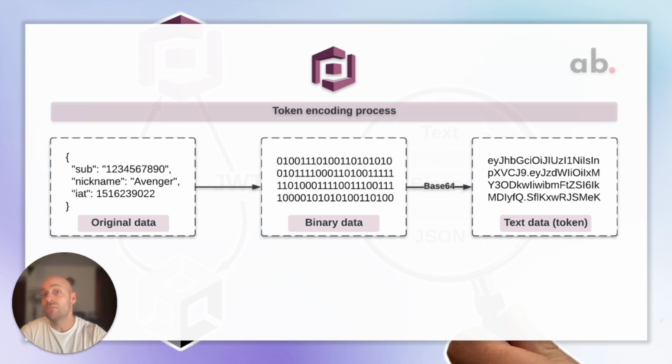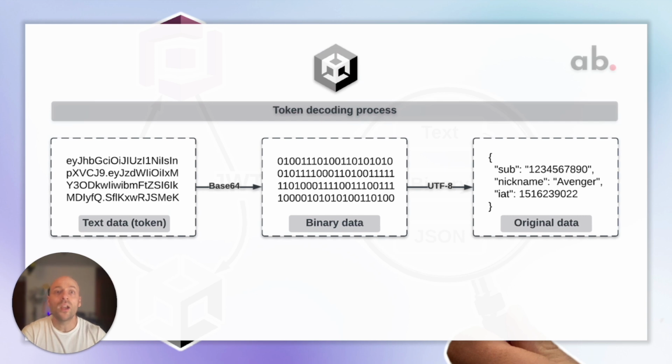To decode JSON Web Tokens in Unity, we are going to do the reversed process. Convert the text data into binary data and then into string thanks to UTF-8. We could also use ASCII, but I recommend using UTF-8 to handle a large range of characters, Russian, Chinese, etc.